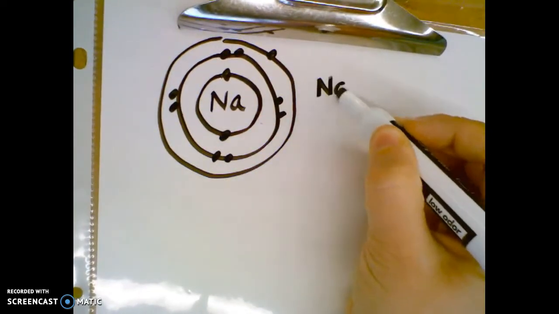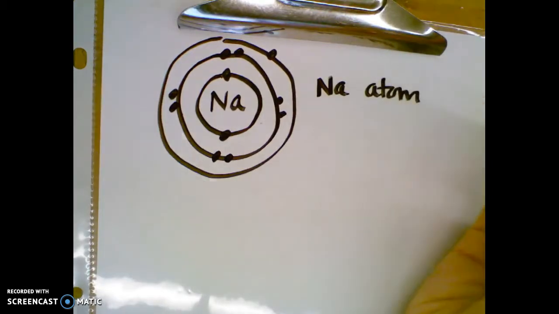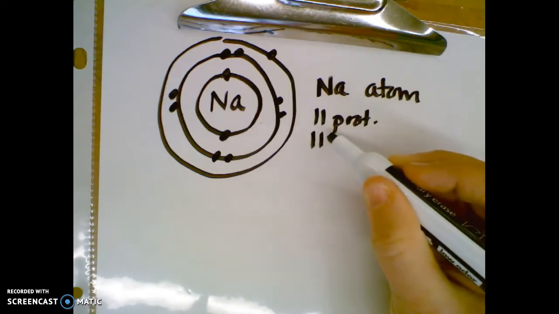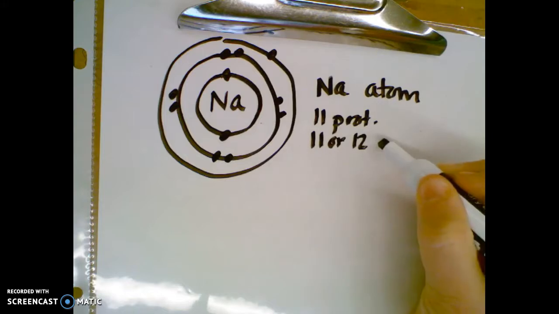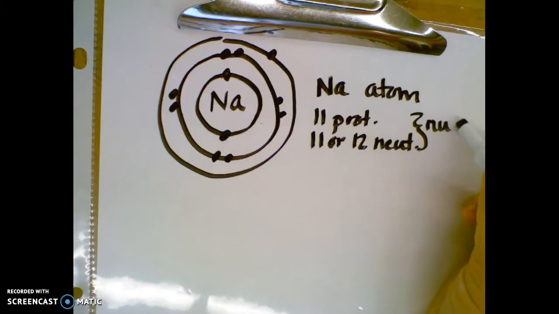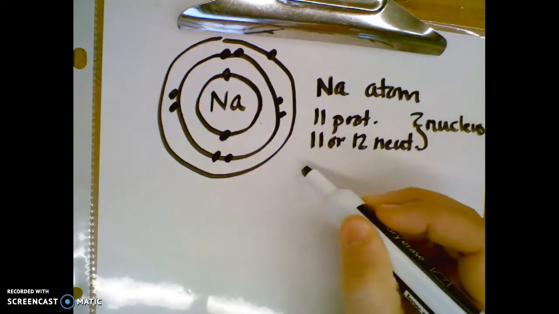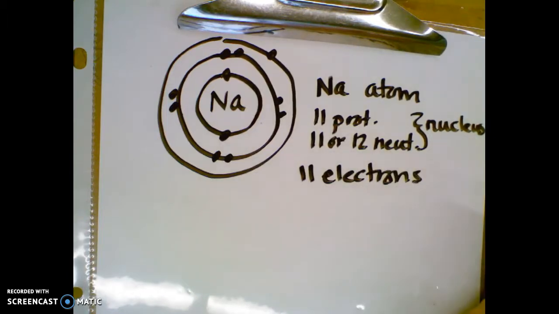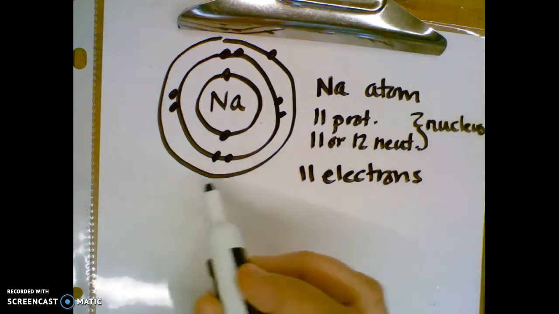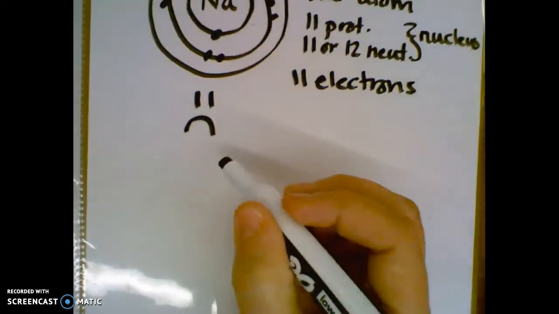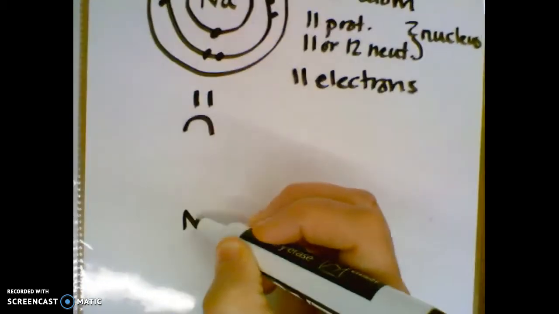So 2 in the first shell, 8 in the second, and then 1 in the third. So this is a sodium atom. 11 protons, 11 or 12 neutrons. Remember when we talk about isotopes, in this scenario, it doesn't really matter. The nucleus kind of stays constant. But we have 11 electrons in a sodium atom from the periodic table, a neutral sodium atom. And that is an unhappy atom. I kind of just like to think of it like that. It's not satisfied, it's not happy.